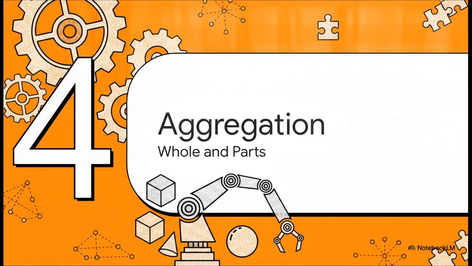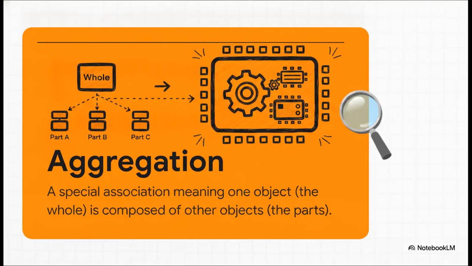Okay, moving right along to Section 4, Whole and Parts, Aggregation. This brings us to aggregation. Aggregation is a special, specific type of association. It simply means that one object, the whole, is composed of or made up of other objects, the parts.